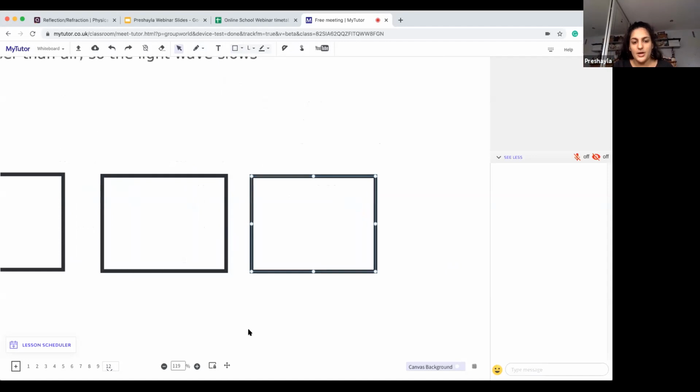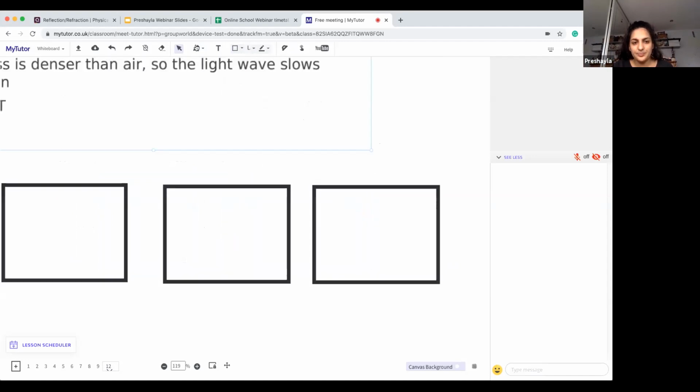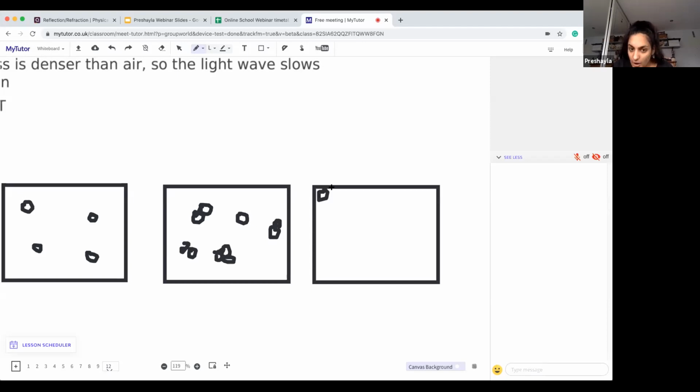Okay, so in a gas, we obviously know that our particles are spread apart, like so. In a liquid, we've got some together, some not, whatever it happens to be. And in a solid, I'm not going to draw it all because that takes too long, but we should know from key stage 3 that all of these particles are nice and closely packed together.